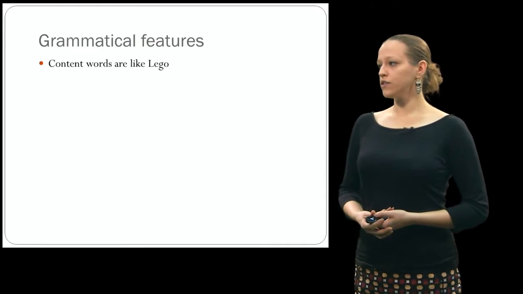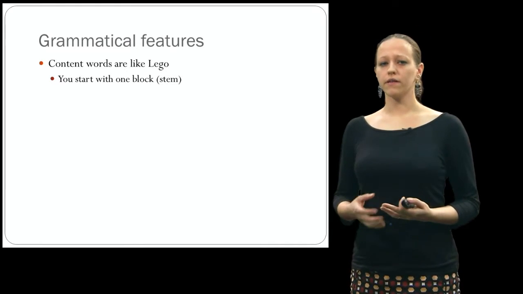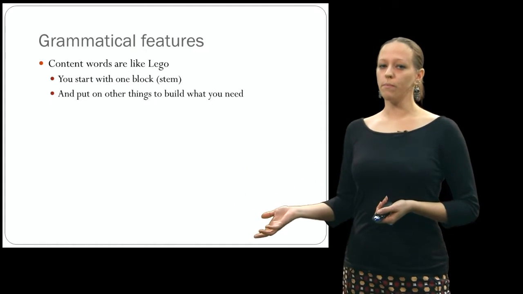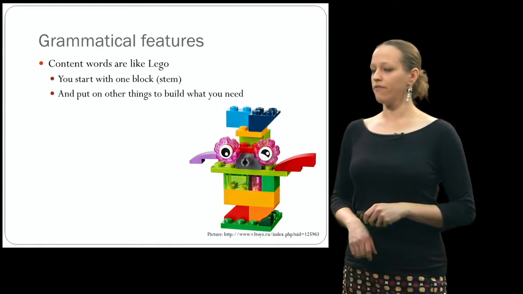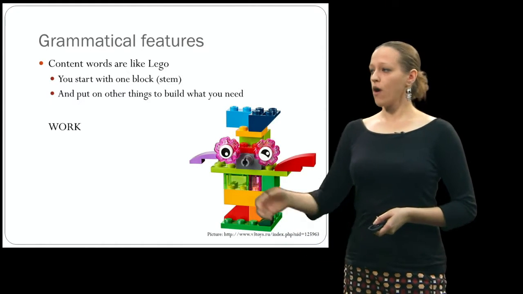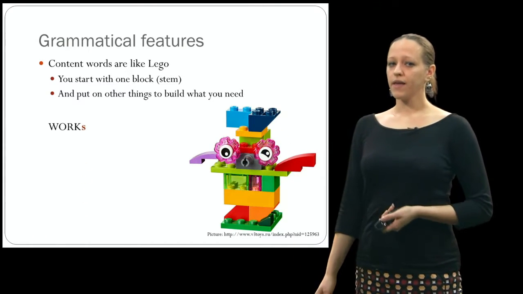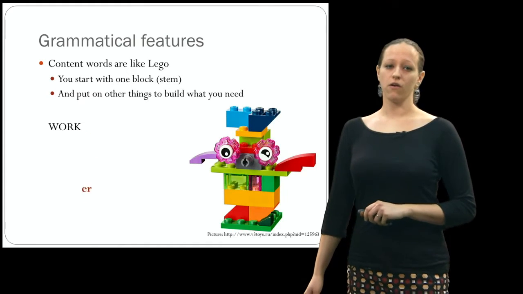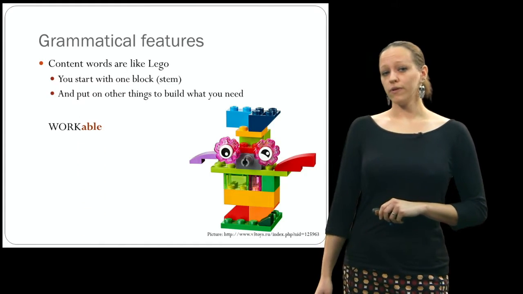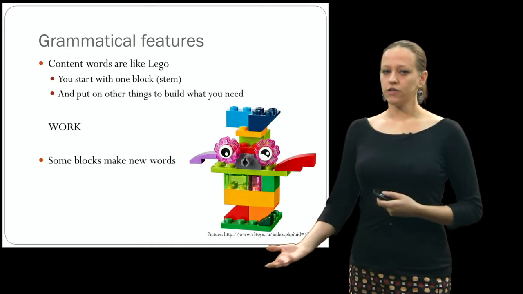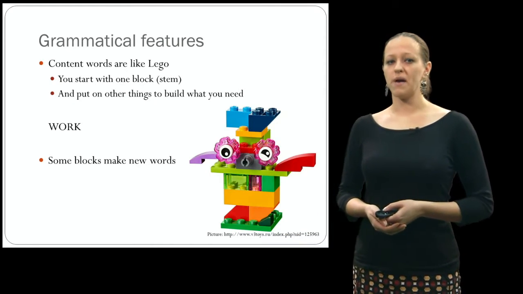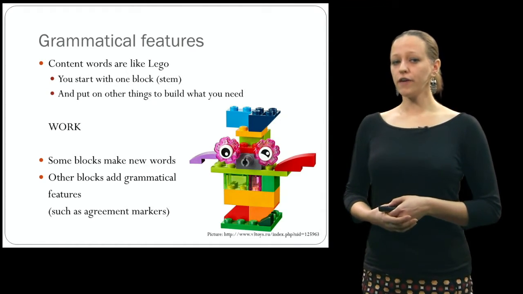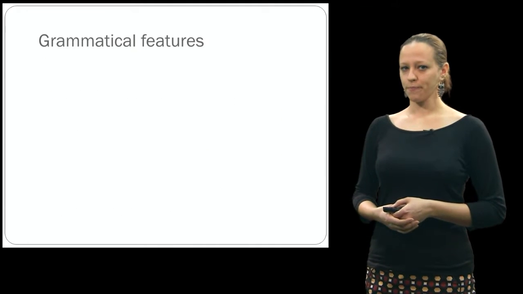You can say that content words are like Lego. You start with one block, which is called the stem, and then you add on other things to build what you need. And in the end, you have a lovely Lego figure. So if you have the word work, which is the stem, you can make works, or working, or worked, or worker, or workable. Some of these blocks make new words. For example, worker, which is made out of work, someone who does work. And other blocks add grammatical features, such as agreement marker.